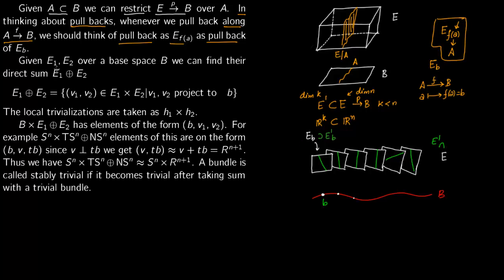Now we want to talk about direct sum. Say you're given two vector bundles E1 and E2 over some base space B. Then you can find their direct sum, E1 direct sum E2.